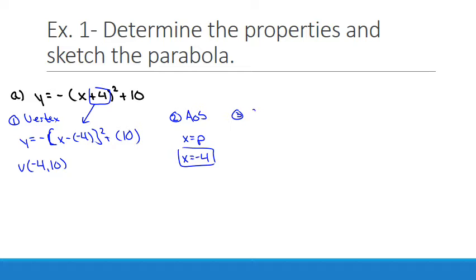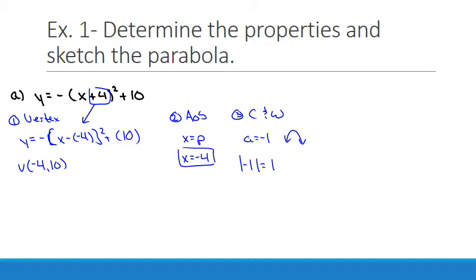Third thing we'll look at, concavity and width. So I'll just write C and W. All right, so the concavity and the width are based off your a value. So the a is negative 1 here. And like we talked about in a previous video, you always want to take the absolute value of your a value to determine the width. But based on the sign, I know already, it's a negative value, therefore it's frowning. So it's going to be concave down. But the absolute value of negative 1 is positive 1.